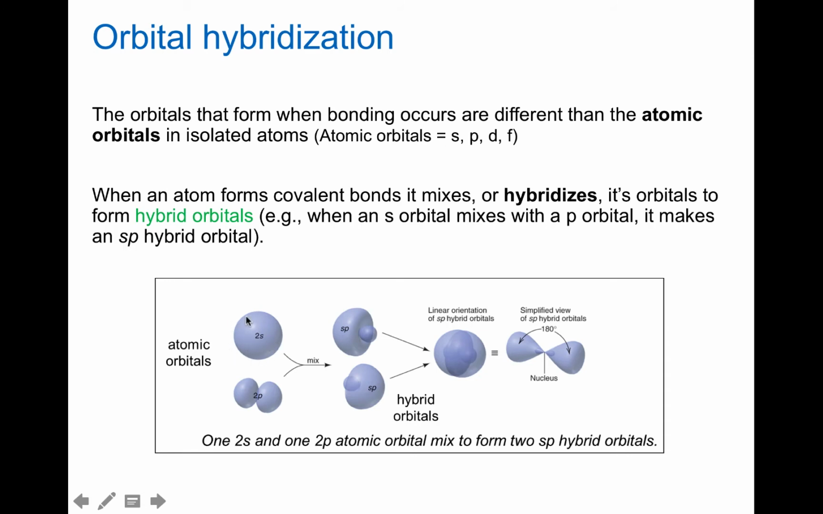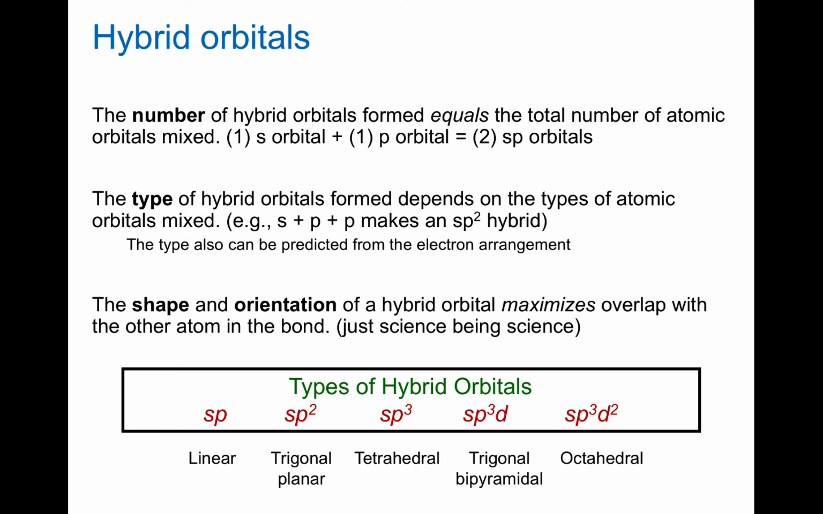So here's an example of a 2s orbital and a 2p orbital. When they mix together, they're going to change their shape, so these would represent the hybrid orbitals. And this shape is now going to allow for the maximum amount of overlap with another atom, and that's the reason that atoms make hybridized orbitals. So let's look at all the different types of hybrid orbitals and how many you get when you mix them together. So I'll start here in the middle.